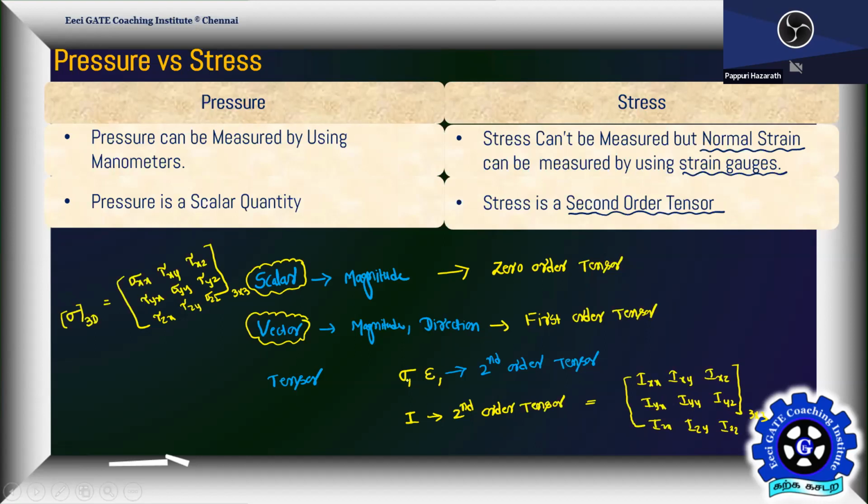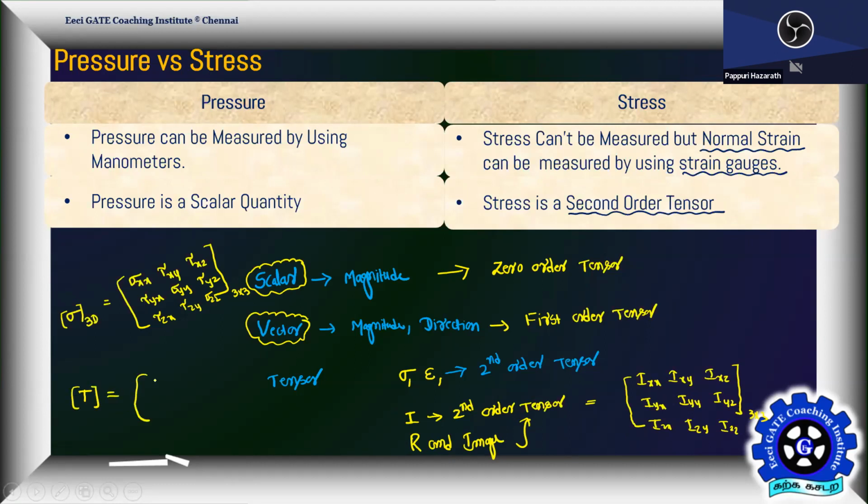Okay, strain and stress, both are second order tensors. Rotation and inertia, tell me. Both are second order tensors. Transformation is a third order tensor. What is meant by transformation? Tell me.